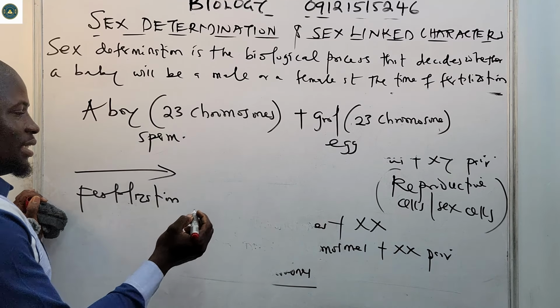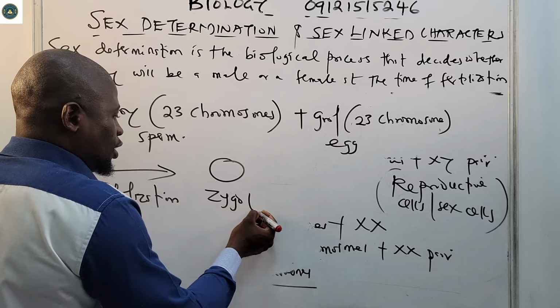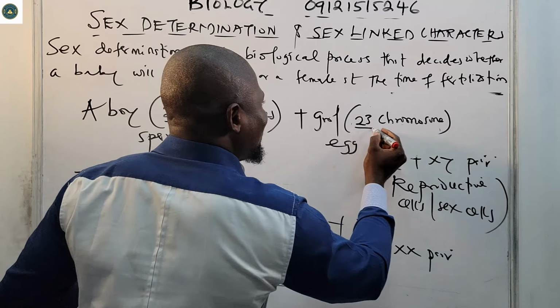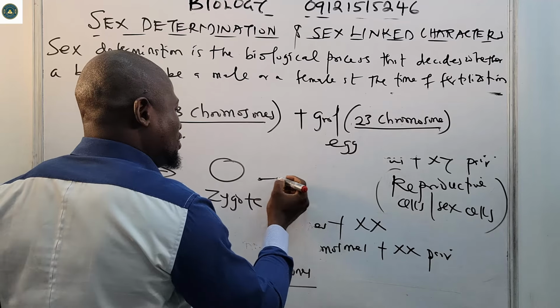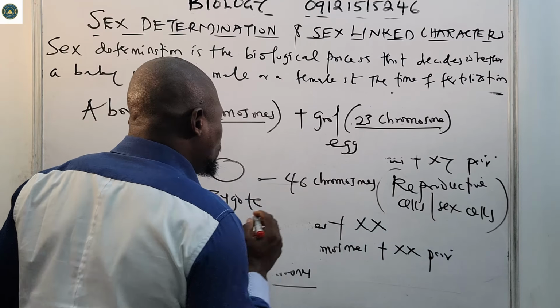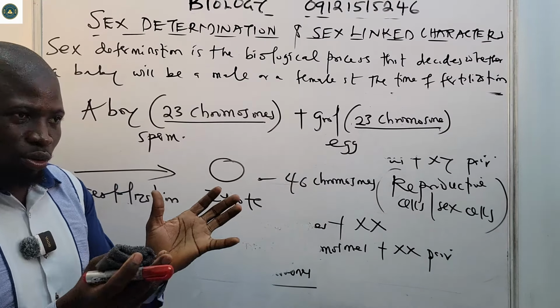After fertilization, what will happen? A zygote will be formed. This zygote will now have the 23 chromosomes plus another 23, so now it will have 46 chromosomes. All right.